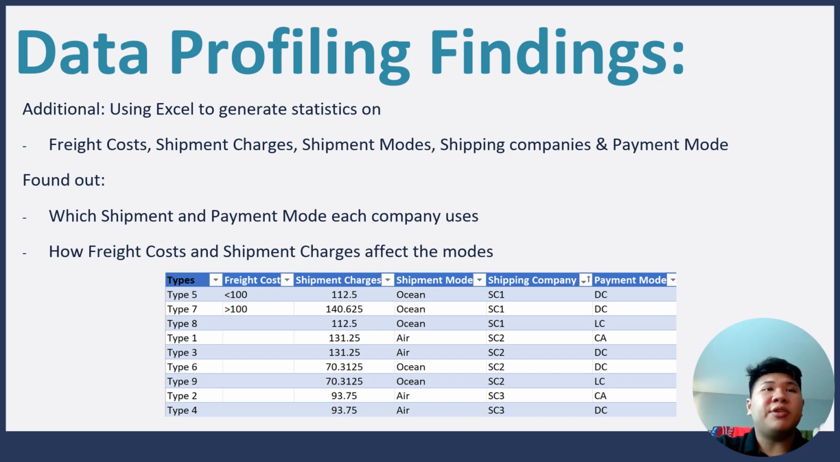Additionally, we used Excel to generate statistics on freight costs, shipment charges, shipment modes, shipment companies, and payment modes. What we found out was which shipment and payment modes each company uses, and how freight costs and freight charges affect the modes.